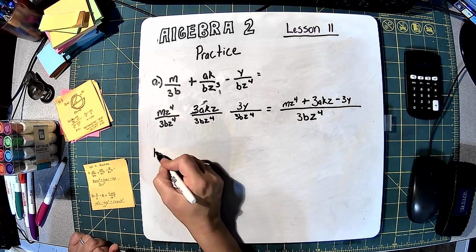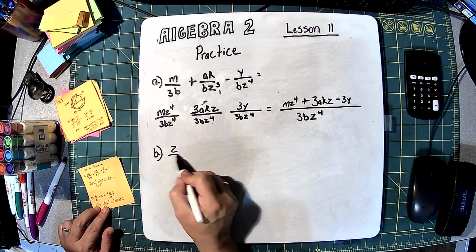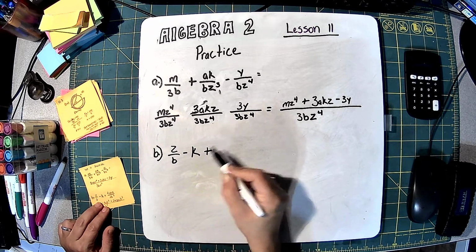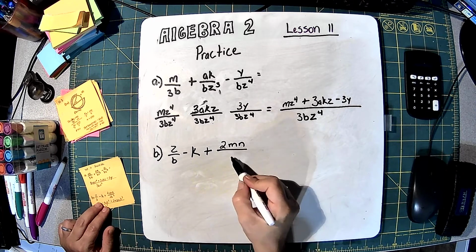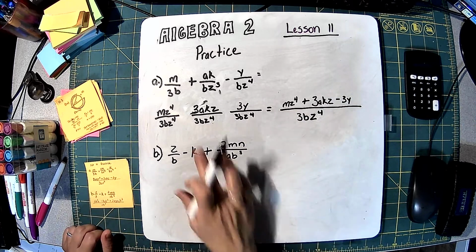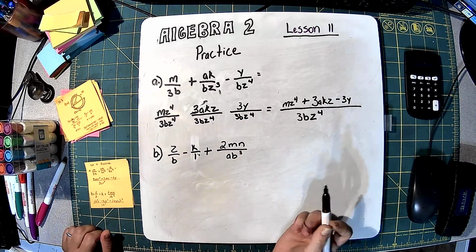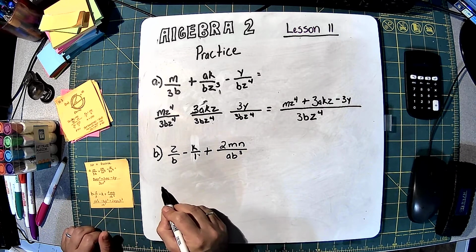Alright, B has Z over B minus K plus 2MN over AB to the 3rd. First thing I'm going to do is put this K over 1 so we don't get confused. So for this one, our new bottom is going to be AB to the 3rd.